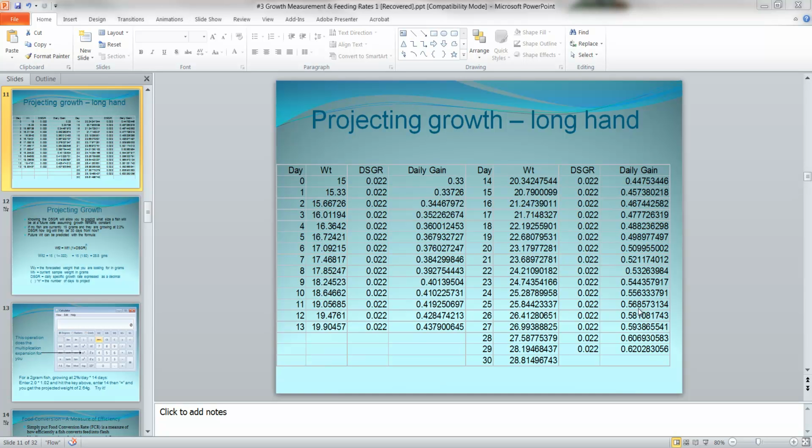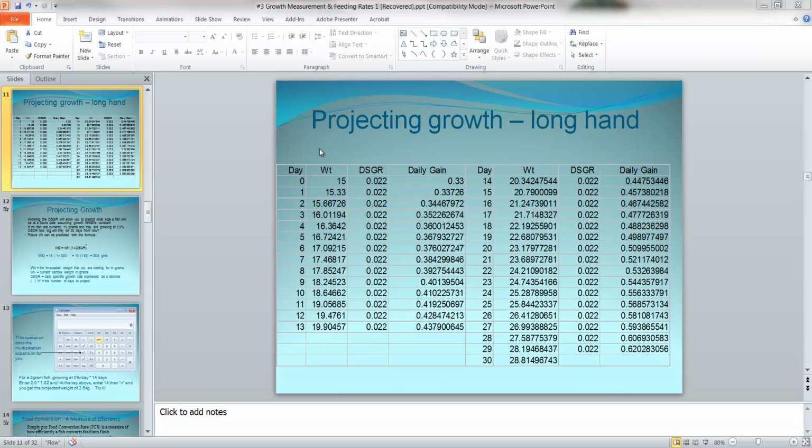Okay, so we talked about looking backwards with the daily specific growth rate. Now let's think about projecting forwards. And I like this slide because it shows what it looks like if you wanted to do it by longhand. I work with a guy who would never use a calculator. He did everything by longhand, which is lovely if you have the time.